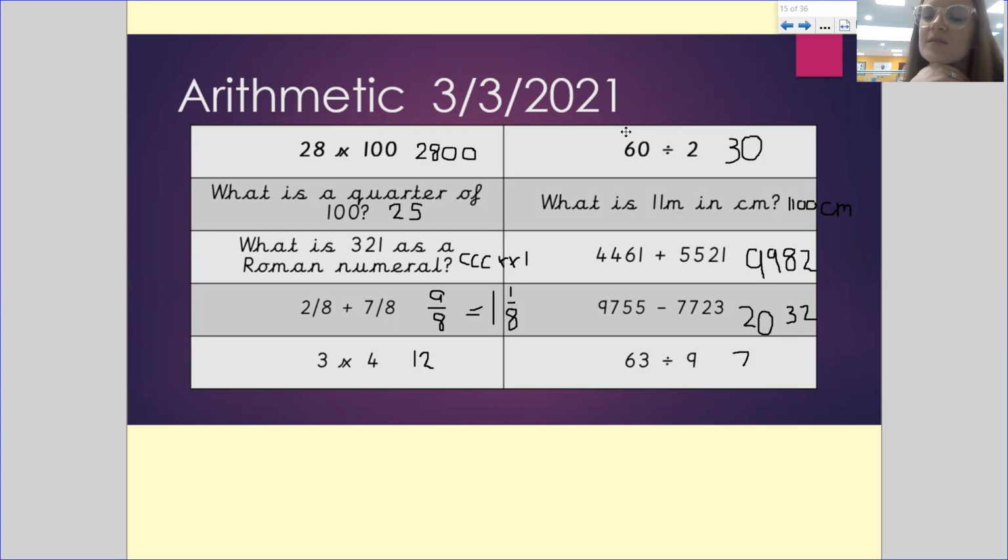9,755 minus 7,723 is 2,032. And then lastly, 63 divided by 9 is 7. We can check that by going 9 times 7 is 63. So check your answers now and mark the ones that you got correct. And if you got any incorrect, you can correct them now.